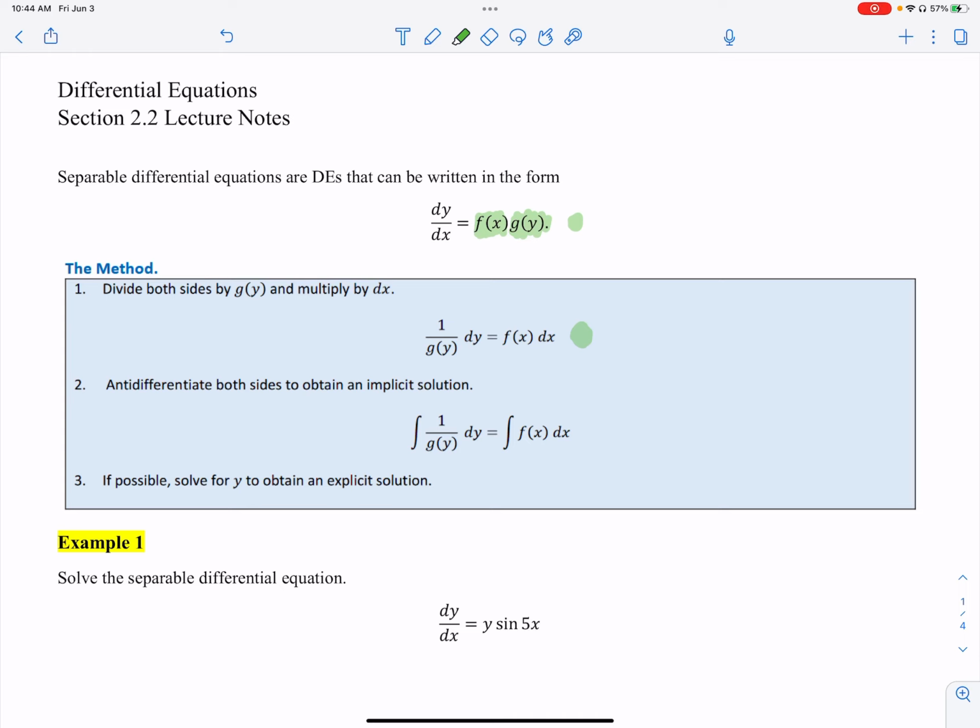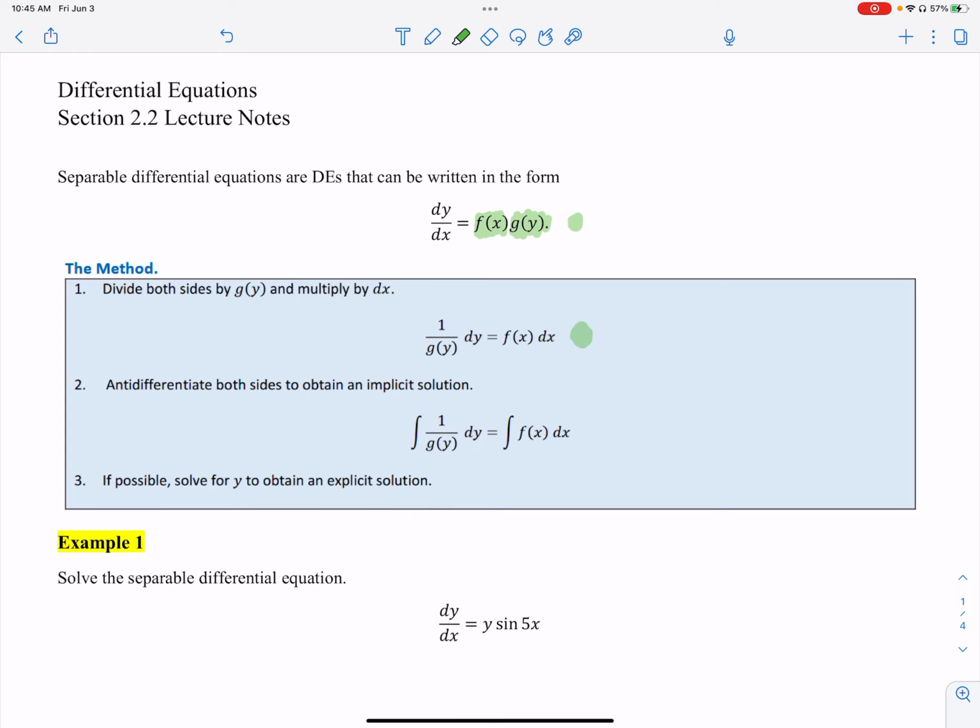This method tells us that I can then integrate both sides because I have only y's on the left side and only x's on the right side. So I take the integral of both sides, and then I try to solve for y if I can. It's not going to always work. Actually, this first example we're going to do, it's not going to work out.